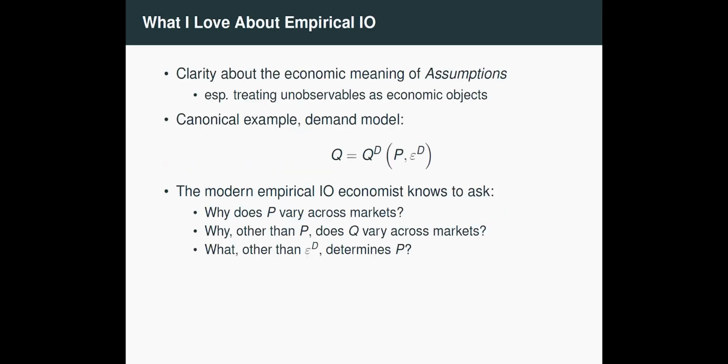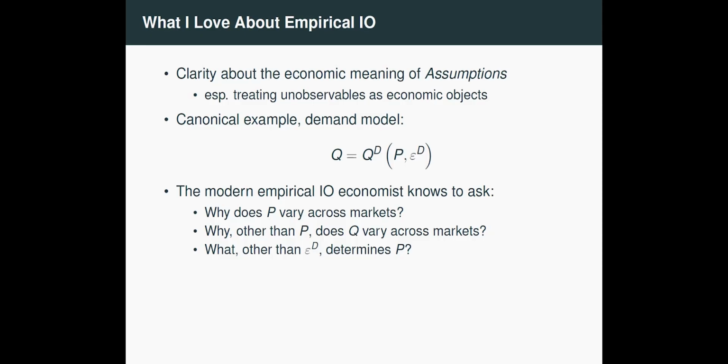And one of the things that I love about empirical I/O is that it emphasizes clarity about the economic, not just statistical, meaning of its assumptions. So maybe my favorite thing, if I had to pick one and stop there, is that empirical I/O emphasizes the need to treat unobservables in the model as economic objects, not just statistical errors. So if we think about our canonical example of a demand model, here I've got the quantity demanded as a function of maybe price and some unobserved factors.